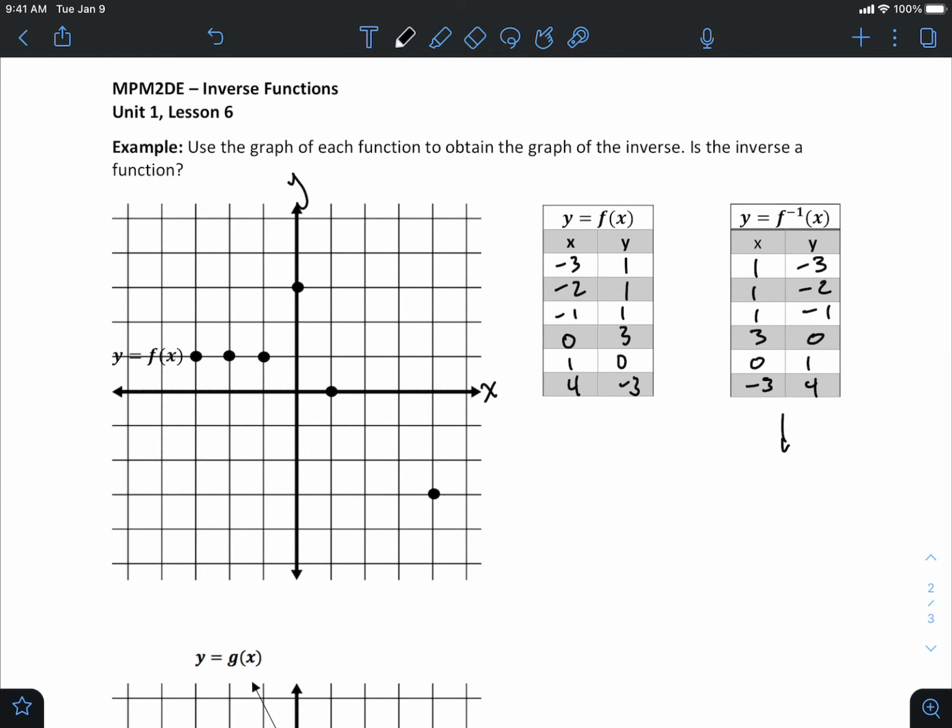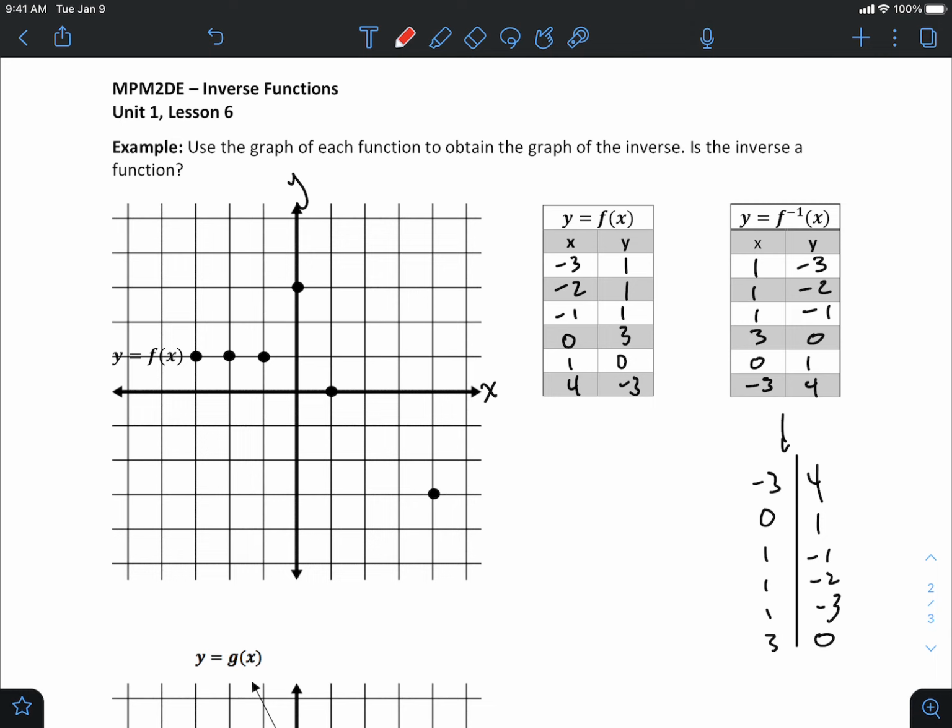We'll plot them in a different color. Okay, we'll go negative 3, 4. Try to make it neat. What comes next? So 0, 1, 1, -1, 1, -2, 1, -3, and 3, 0. Okay, so we can go plot those. That just makes your life easier in terms of plotting, right?